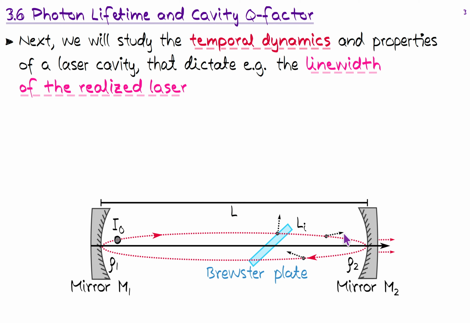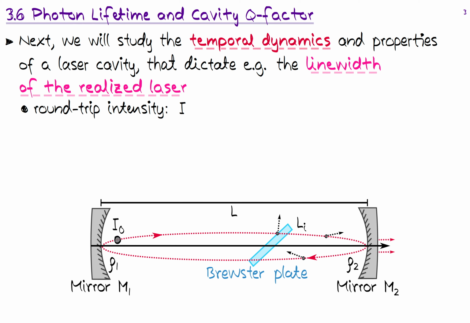And these dotted arrows that I drew into this figure are trying to exemplify that there are other loss mechanisms within the cavity, and those are sometimes described using this L_i or L_int internal loss parameter that describes what kind of losses you have in a cavity. L here is the length of the cavity, and rho 1 and rho 2 are the mirror reflectivities. And we are interested in the round trip within this laser cavity or resonator.